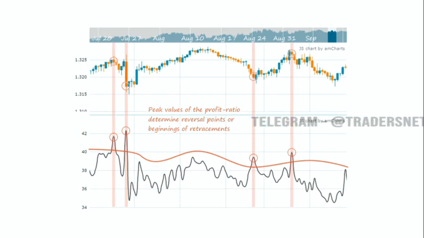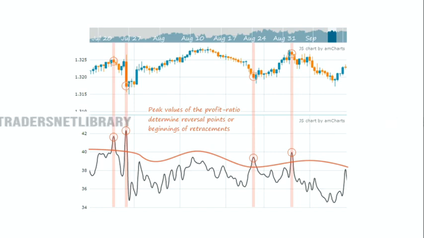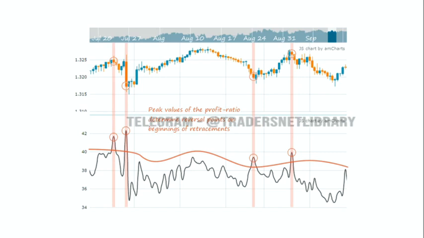If we create a chart based on the data provided by the profit ratio, we'll see these signal points in action. The problem is that we don't know when the highest peak occurs. If this is the case, we need to look at what's happening in the order book.